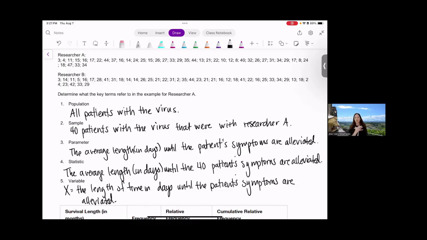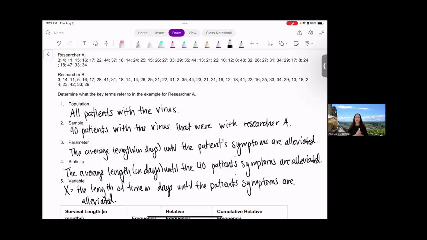If you notice, 3, 4, and 5 seem very similar. We're talking about average length. The difference is parameter says the average length until the patients' symptoms are alleviated. Statistic refers to the sample of the 40 patients, and then the variable does not refer to average. So the parameter and the statistic are talking about the average of the groups, so the total average of the entire population of patient symptoms versus the smaller 40, and then the variable itself is the length of time. So there's a difference between each of these three.